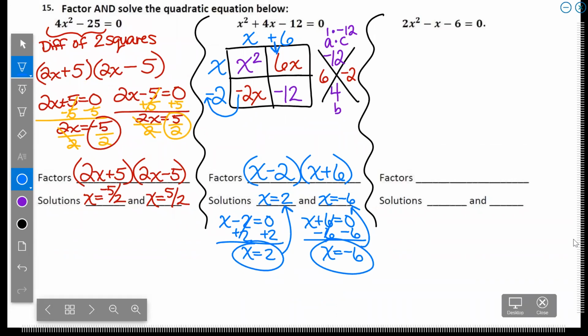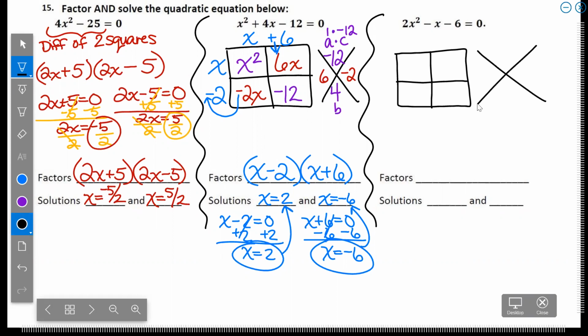How many terms? 3. So how do I solve it? What do I do? X box. Draw the box first. And then draw the X. Two x squared up here. And -6 down here.